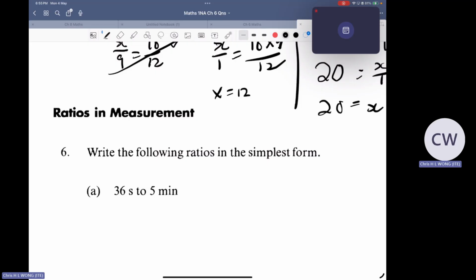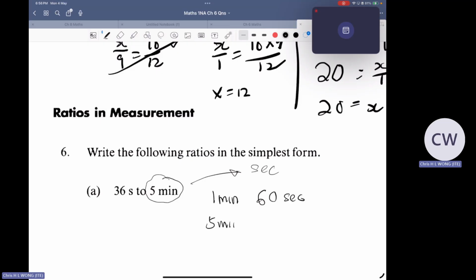Write the following ratio in the simplest form. You look at this, all right. I'm going to make it into a ratio, but you can change minutes into seconds first. First thing you do, write down 1 minute, 60 seconds.